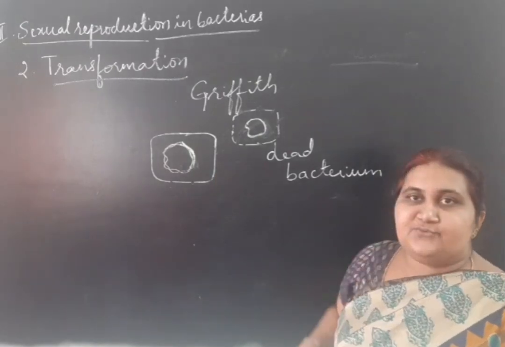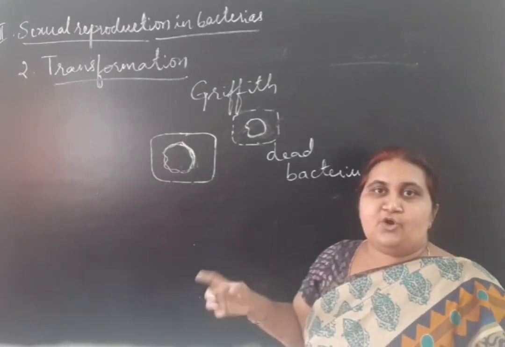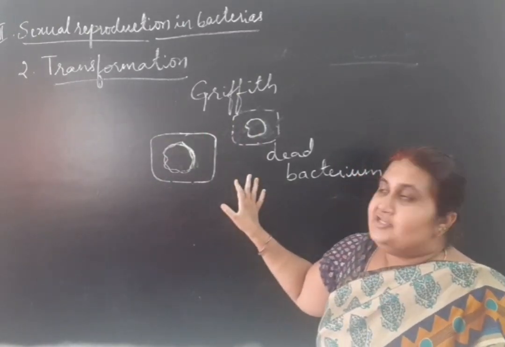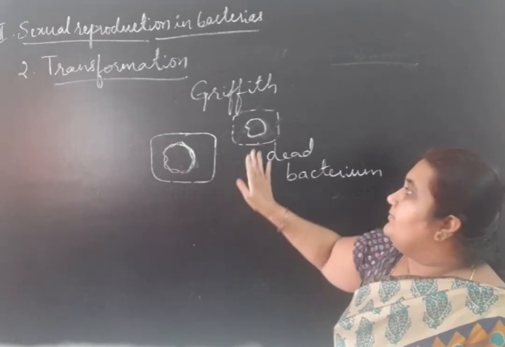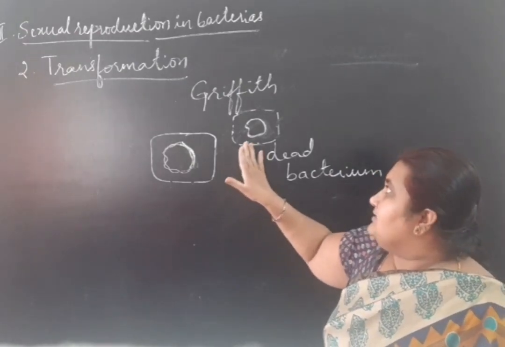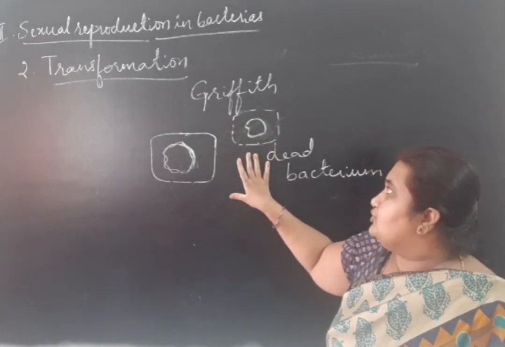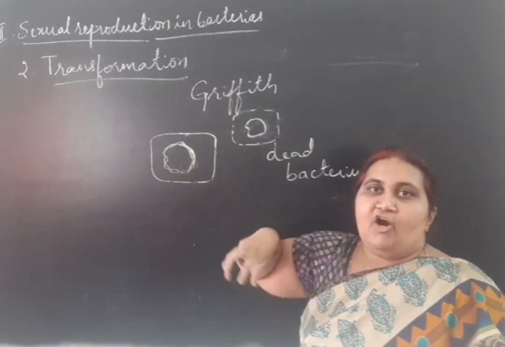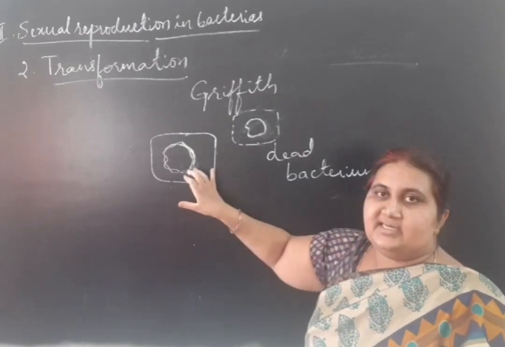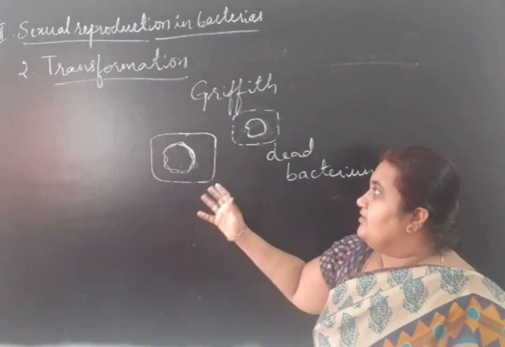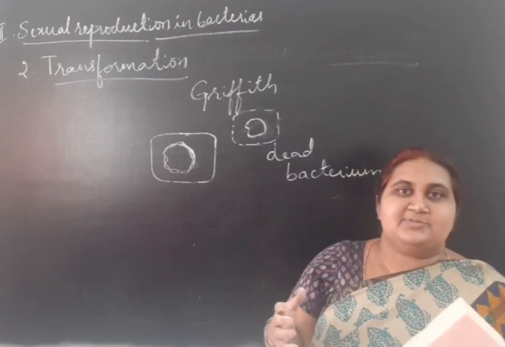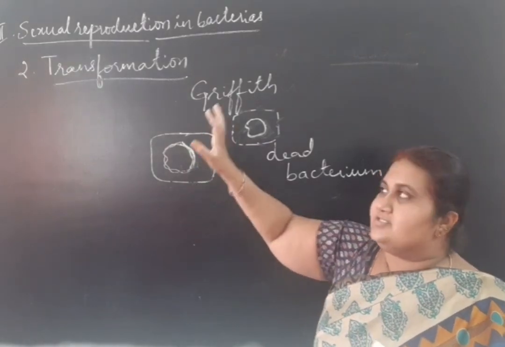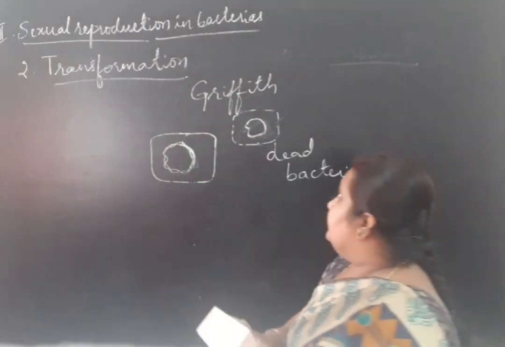So here, transformation means it is the process of picking up of the genes by a bacterium from its surrounding environment. So whenever in a surrounding environment there is a dead bacterium, and that dead bacterium undergoes disintegration, the bacterium will take up the genes, and that will be incorporated into its genetic material. Okay, a new genetic material is being formed, genetic recombination is being seen here, and that process is called transformation.